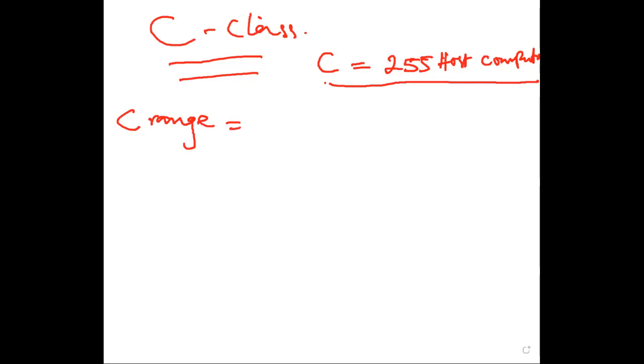So for a Class C, the range of a Class C address, remember where we ended at Class B was 191. So it starts from 192. That's the range for a Class C. It ranges from 192 till 223. Any IP address that falls in this range is a Class C IP address.